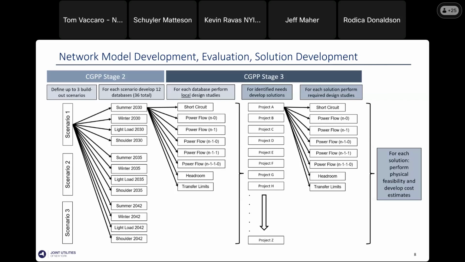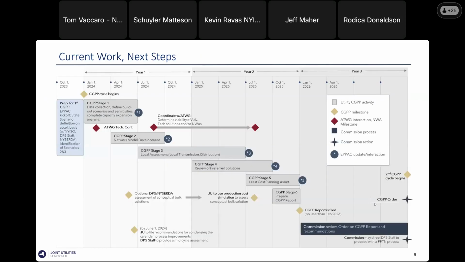So just lastly, on the next slide, a refresher, and I encourage folks to go back to both the joint utilities filing and the order. I think reading both of them together really gives great context on what we're doing here, but I try to go back every now and then and reread it as we move from stage to stage.